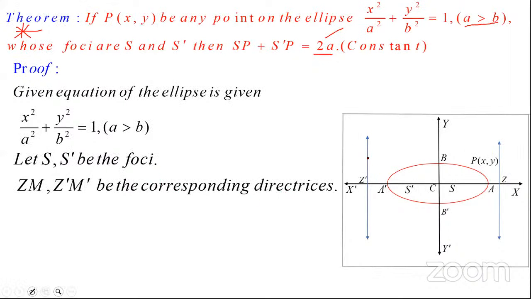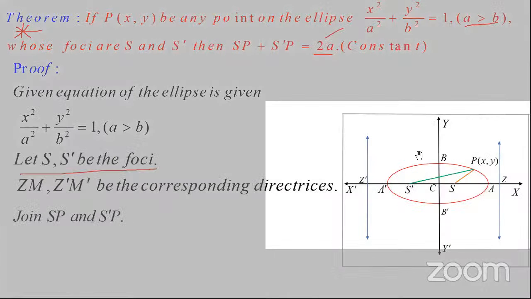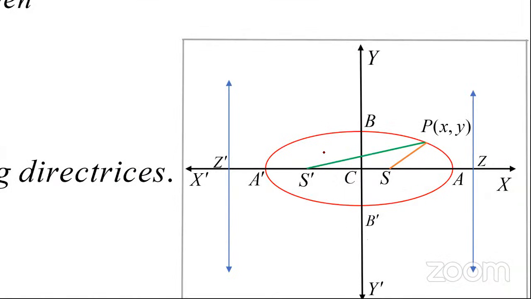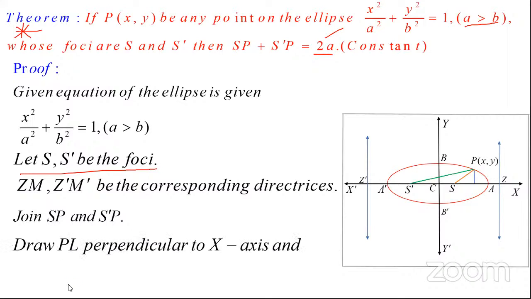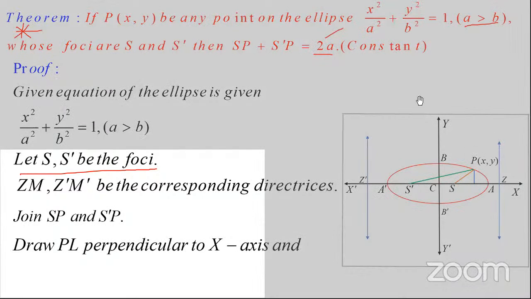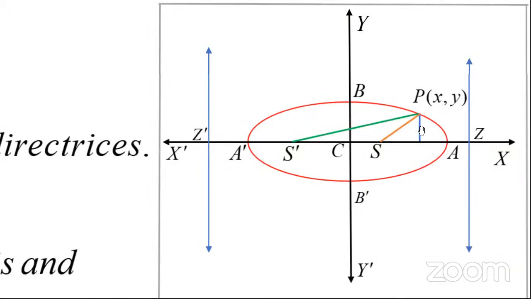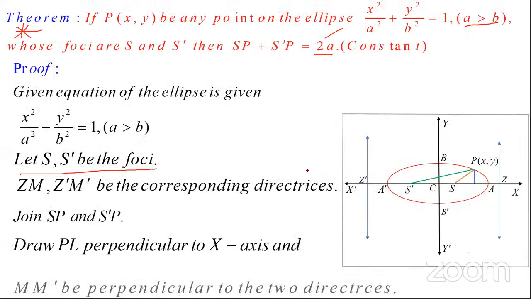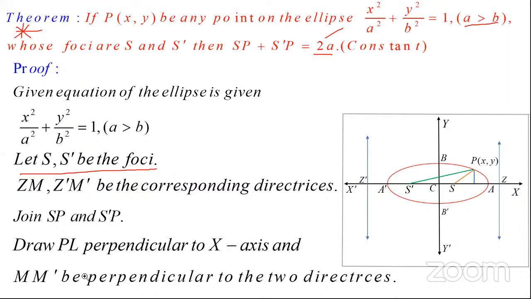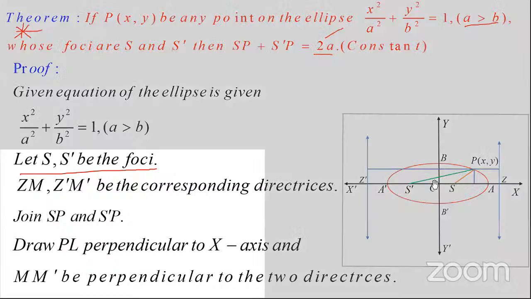So ZM, I will draw the M value. Then join SP. So joining SP. Okay, next. Draw PL perpendicular to the x-axis, the perpendicular to the x-axis from P. Then M and M' are the feet of the perpendiculars to the two directrices, like this. So this is the figure.